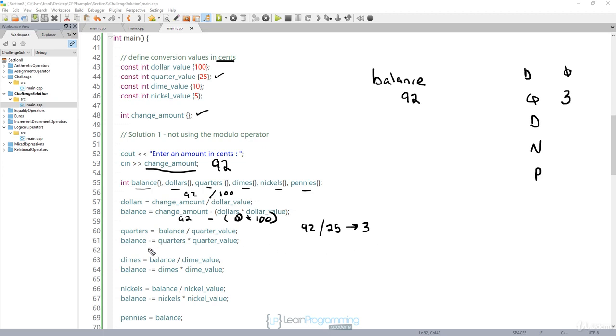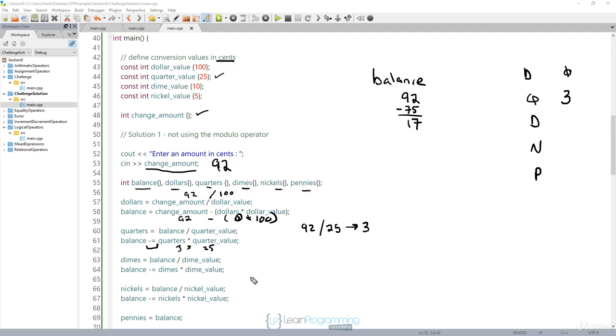And in this case, I'm using a compound operator right here, the minus equals. So all I'm saying is balance equals balance minus the right-hand side. Well, the right-hand side is 3 quarters times 25 cents each, which is the 75. Okay, so I'm going to subtract 75 from the balance, which is going to give me 17. So that's my current balance.